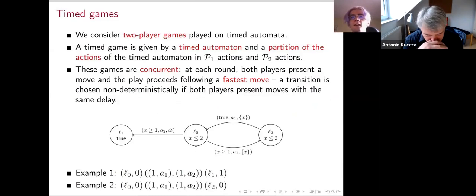So for instance here, I have depicted a timed game in which the actions of player 1 are A1 and the actions of player 2 are A2. If player 1 from the initial location and with all clocks evaluating to 0 plays move (1, A1) and player 2 plays (1, A2), there are two possible continuations to this play. Either we move to location L1 by following player 2's transition, or we move to location L2 by following player 1's move.